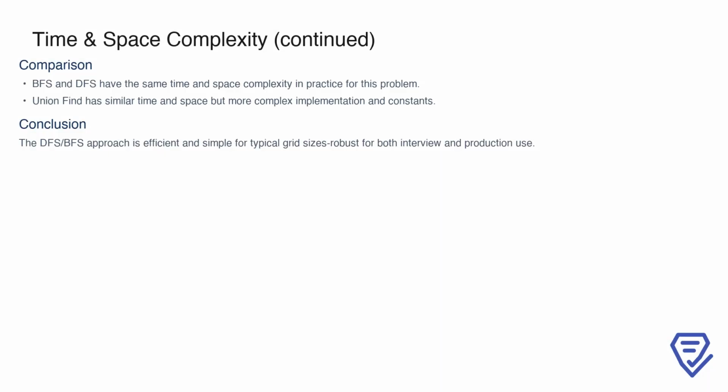Comparing approaches, both DFS and BFS deliver optimal time and space efficiency for LeetCode problem number 200. The union find method performs similarly in terms of big O analysis, but adds implementation overhead and complexity. For most cases, DFS or BFS provides the best blend of speed, simplicity, and reliability.